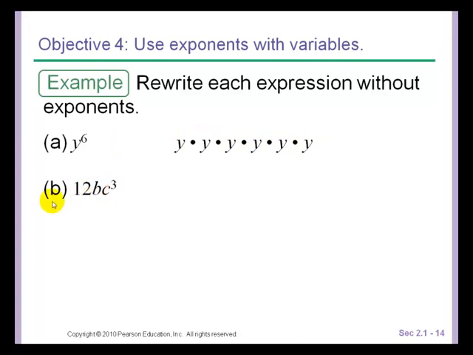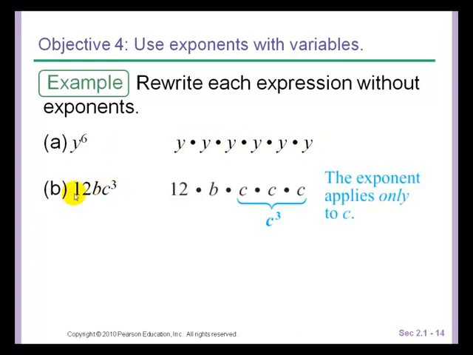12bc cubed. Be careful here. We have a single 12, we have a single b, and then the c is what is being cubed. C times c times c. The exponent only applies to the c. That exponent of 3 has nothing to do with the b and it has nothing to do with the 12. It is next to the c, so it only applies to the c.